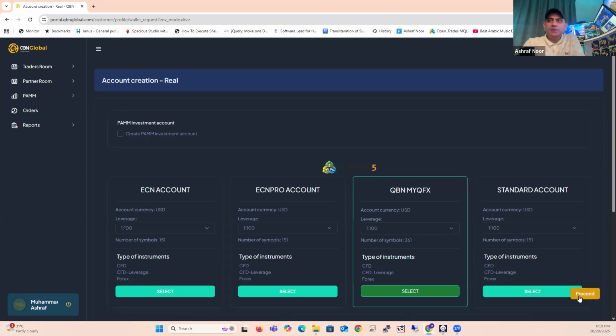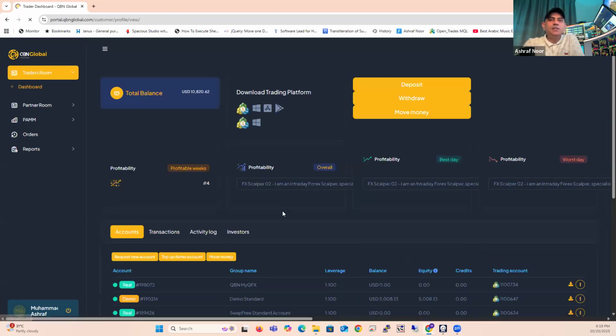Sometimes if you try to proceed and you don't see that you have received any email, check the spam folder. You should have received the email. If not, then you can also change your password. Once you've done this proceed, then you will be able to see that account.